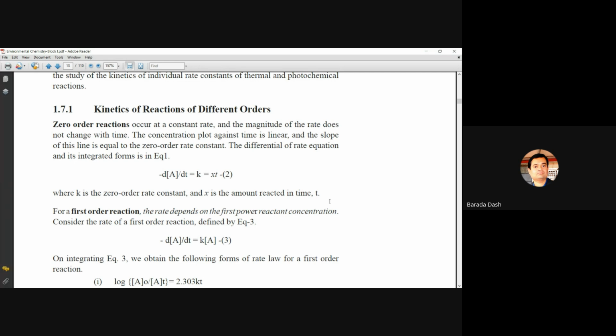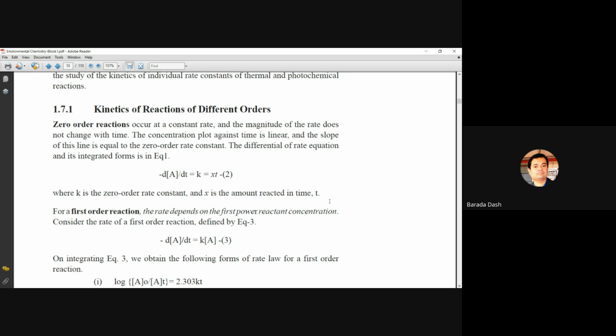Okay, so let us discuss the kinetics of reactions of different orders. What is a zero order reaction? A zero order reaction occurs at a constant rate and the magnitude of the rate does not change with time. So the concentration plot against time is linear. When you plot concentration versus time, it is linear and the slope of this line is equal to the zero order rate constant.